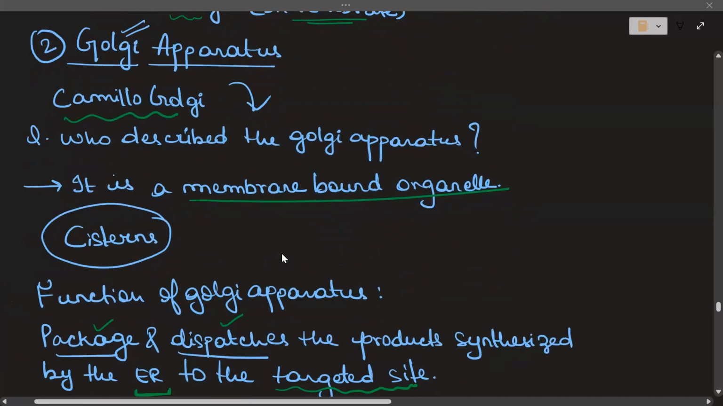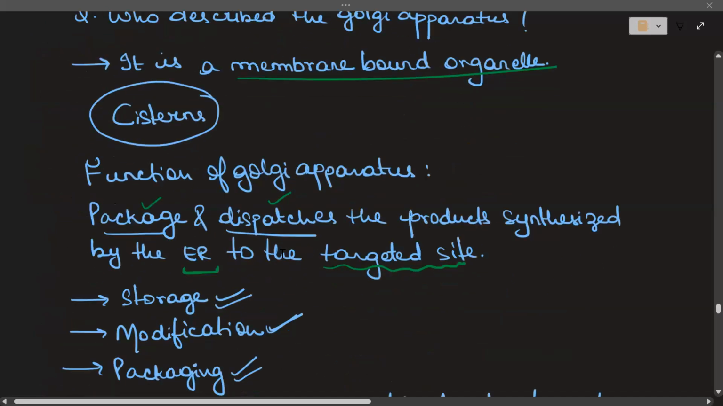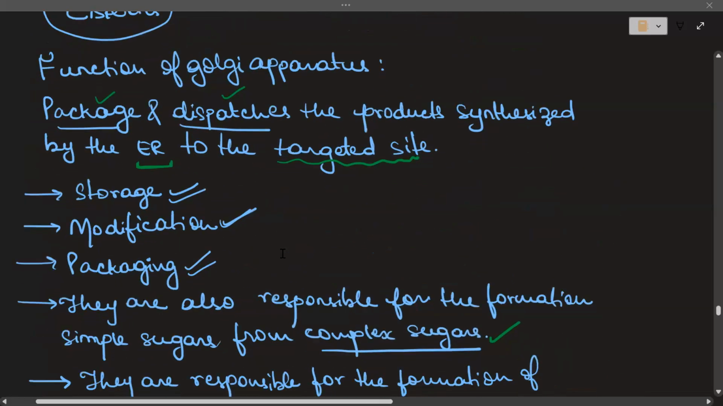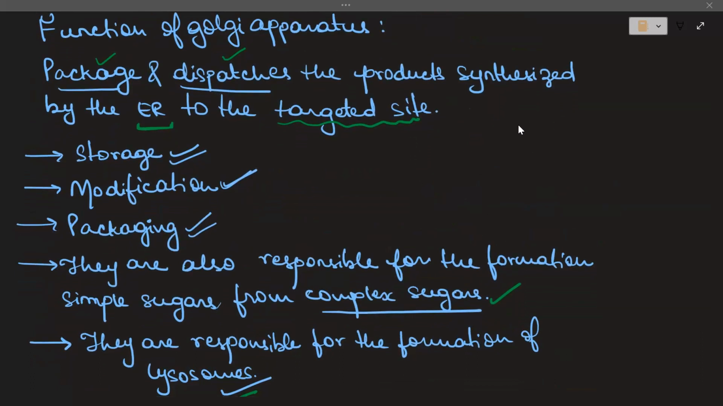Golgi apparatus was discovered or described by Camillo Golgi, so it is named after him. It is again a membrane-bound organelle, an organelle which has a membrane surrounding it. Now, what is the function of the Golgi apparatus? Packaging and dispatching. All of the products that are packaged and dispatched are handled with the help of the Golgi apparatus. And where are they dispatched? They are dispatched to the targeted site.